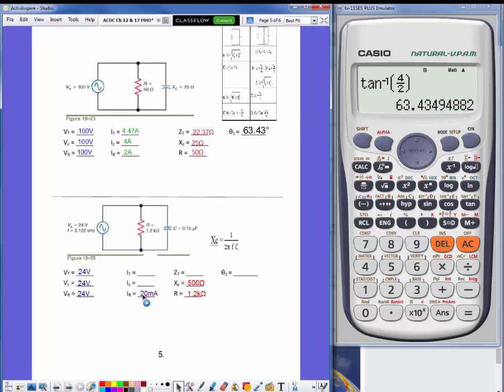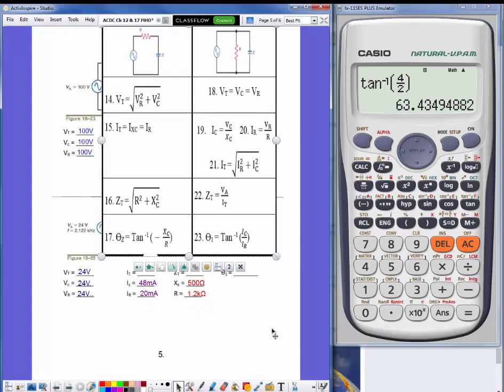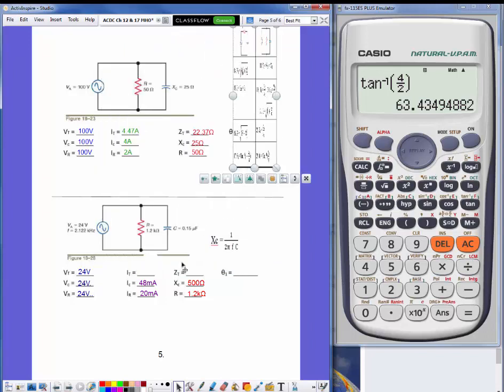Remember how we looked at all of this situation. So we're going to find IR using Ohm's law. We're going to find IC using Ohm's law. 24 divided by 500 gives you 48. 24 divided by 1.2 gives you 20. And then we're going to use our formula number 21 to find total current.